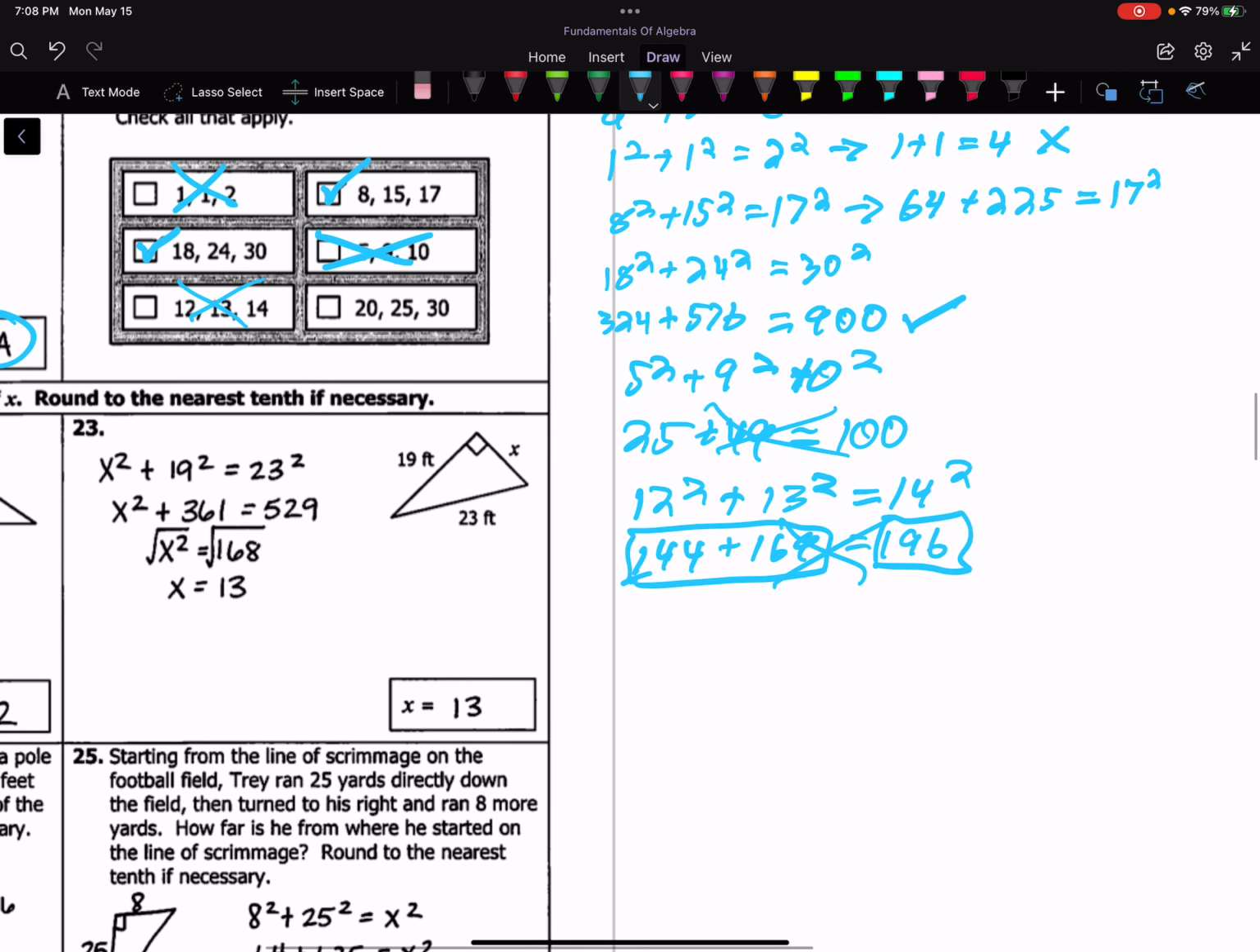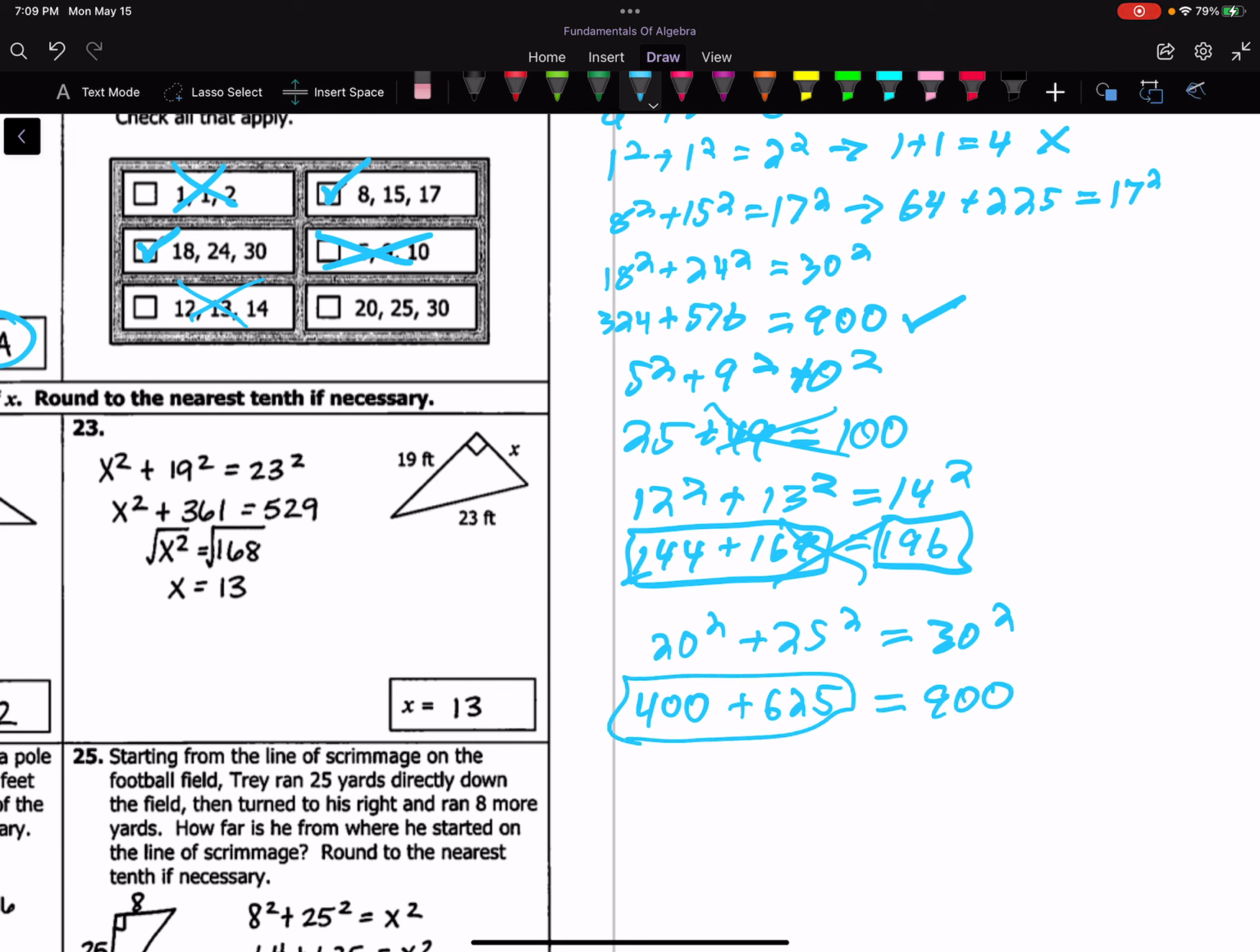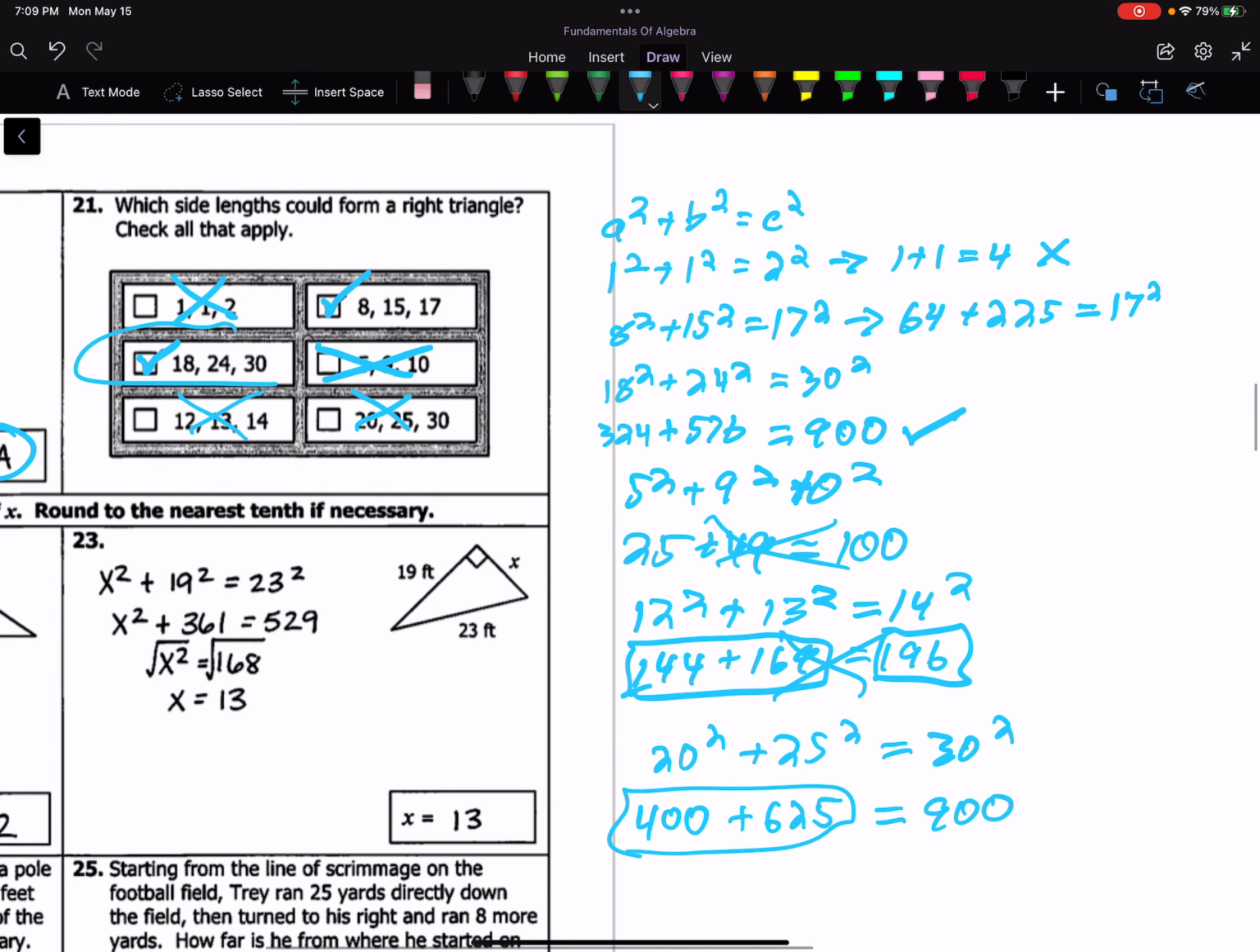Let's try the last one here. 20 squared plus 25 squared equals 30 squared. Well, 20 squared is 400. 25 squared, I think, is 625. Plus 625 equals, well, 30 squared is 900. Look at that, that's bigger than 900. So that one also is not it. So there's only one answer, and that was it.